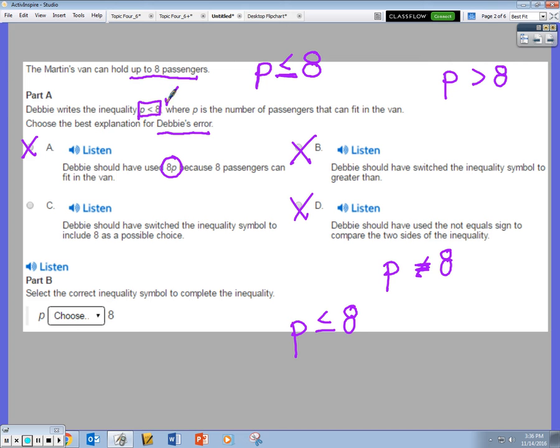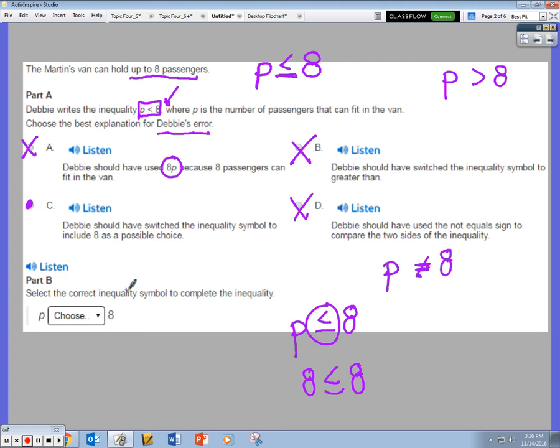Here, 8 is not an answer choice. It says P has to be less than 8, so that an 8 would not make this inequality true. By putting this equal to, less than or equal to, I substitute an 8. 8 is less than or equal to 8. That is a true statement. P is less than or equal to 8. So Deb should have chosen C here.